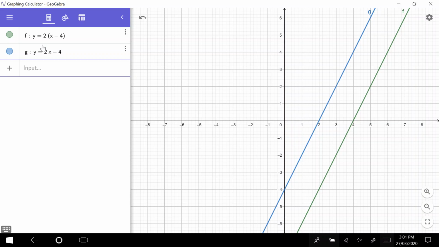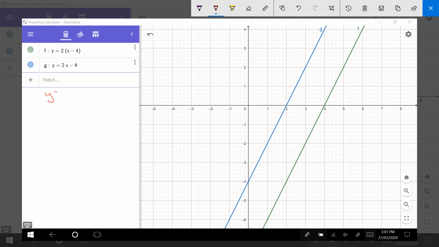Now 2x take 4, I can rewrite that somehow. Oh, you factorize. I factorize out the 2. So if I factorize out the 2, it's going to get me to y equals 2 outside of (x take 2). Which means I'm now moving 2 units to the right, which is what's happened with here. I've moved 2 units to the right because that is the general form that we accept for that general equation of a function transformation.